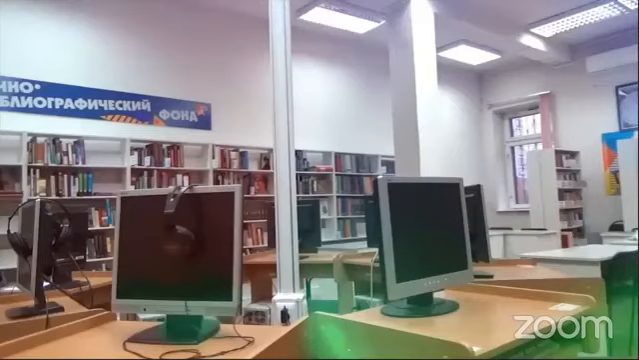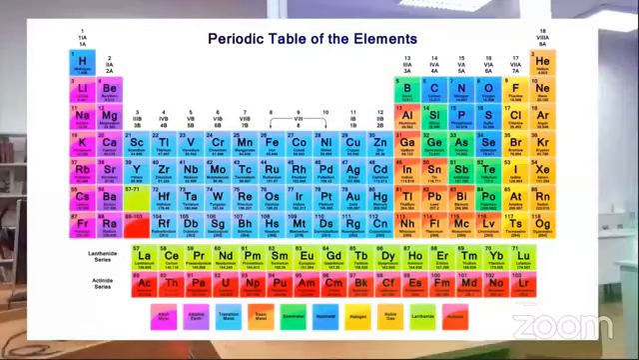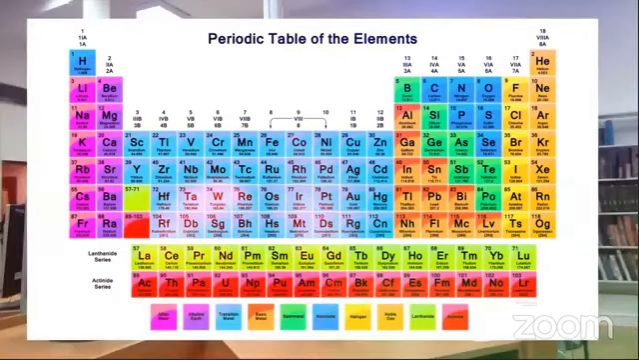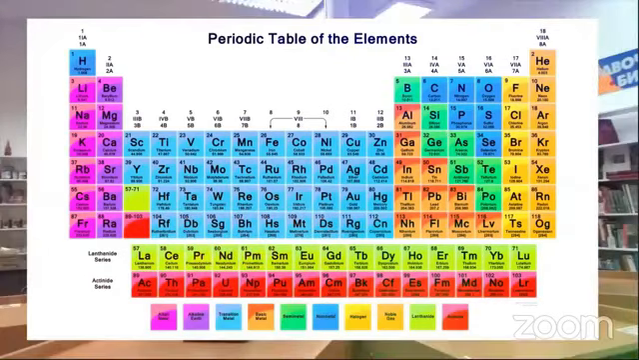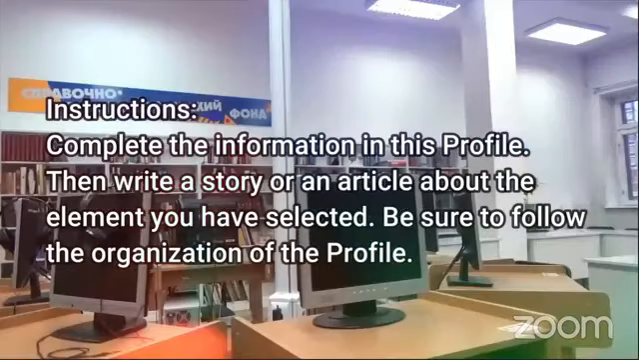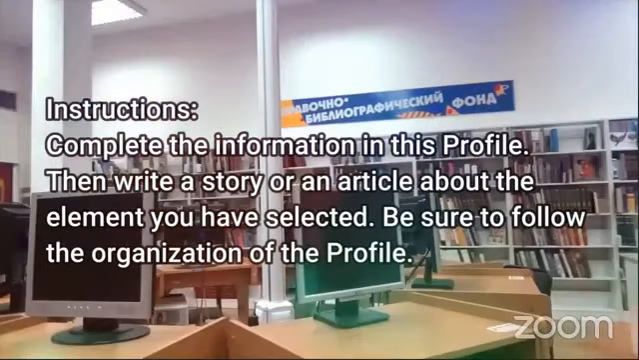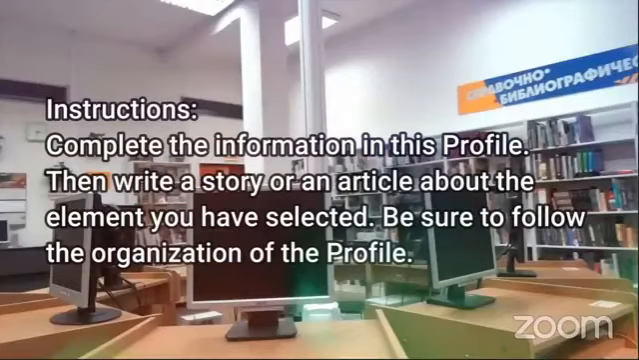Consider the picture presented. What information can you get from the periodic table of elements? By this periodic table, we will have the profile of an element. Complete the information in this profile. Then write a story or an article about the element you have selected. Be sure to follow the organization of the profile.